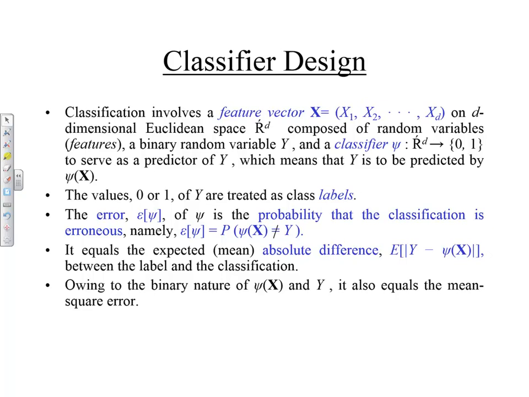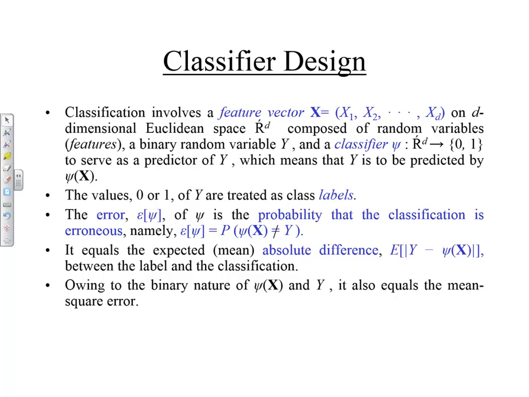The value 0, and we are looking at binary classification, right? If you have ternary classification, you could have 0, 1, 2, or 0, 1, 2, 3, and so on. The same kind of theory goes over, right? So the values 0 and 1 of Y are treated as the class labels. Now in this case, the output of the classifier is either 0 or 1, and you're trying to predict Y, which is a binary random variable, right?